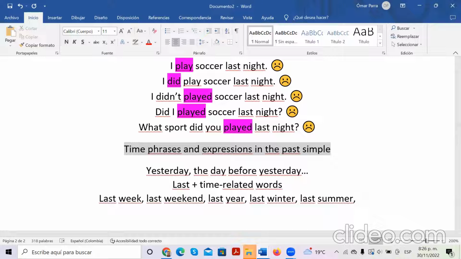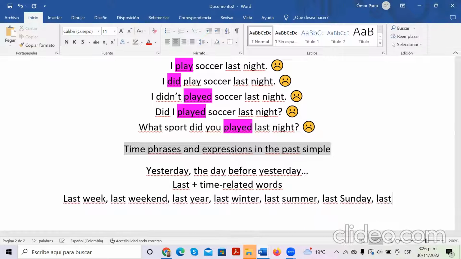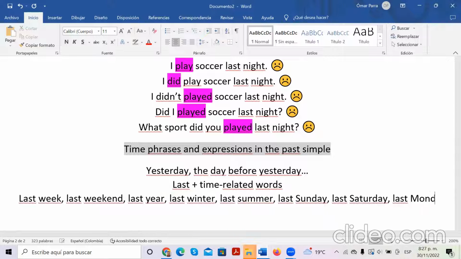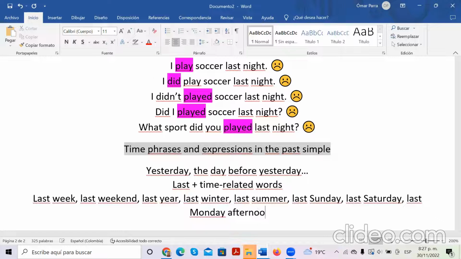We can mention the day of the week. So last Sunday, last Saturday. We can mention not only the day of the week, but also the moment of the day. So last Monday afternoon, last Friday morning, etc. Last year, last decade, and we can continue with many others.